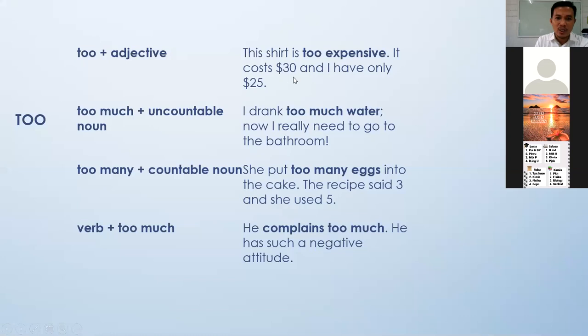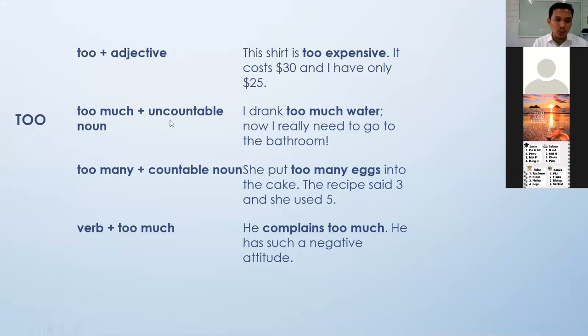It costs $30 and I have only $25. So it means it is too expensive for you. You can afford only $25, but the shirt costs $30. So it means the shirt is too expensive. Terlalu mahal berarti, ya. Okay, so followed by adjective.